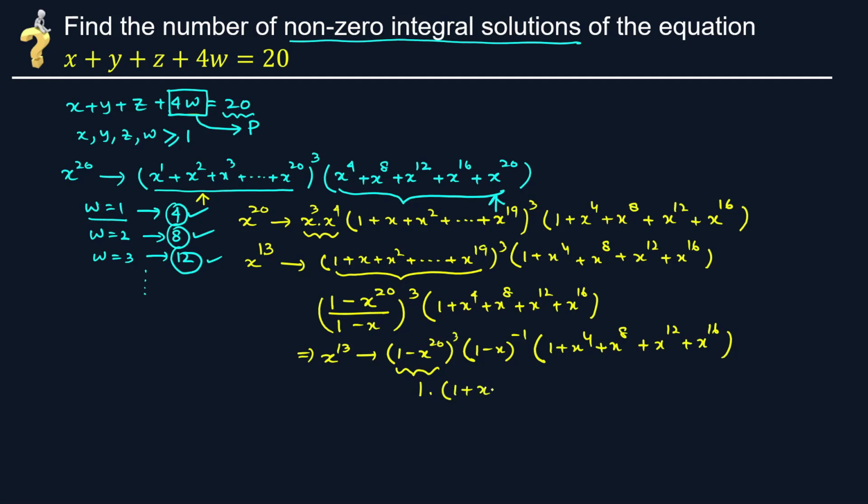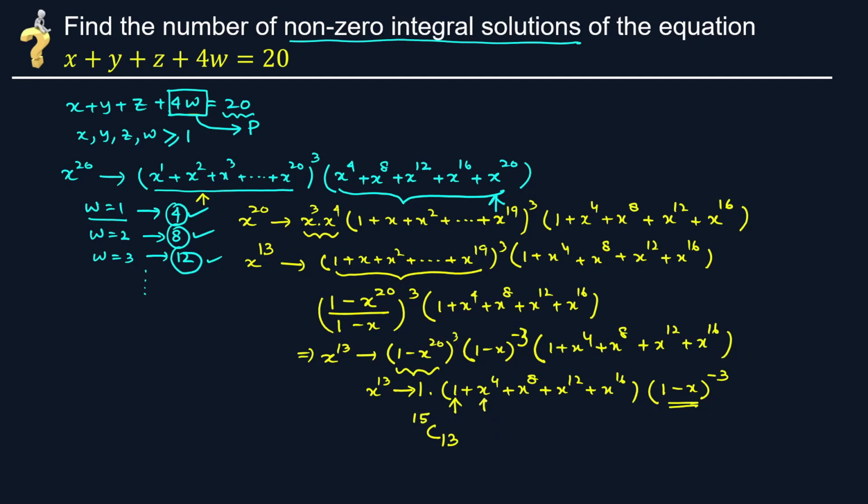So we are left with (1 plus x to the power 4, x to the power 8, x to the power 12, x to the power 16) into, sorry, this is not minus 1, this is minus 3. So (1 minus x) whole to the power minus 3. We need to find out the coefficient of x to the power 13. Now look at it carefully. For this expansion, the difference will be 2. Here it is 1. I need to find out x to the power 13. So the coefficient will be C13 and difference is 2, so it will be 15C13.